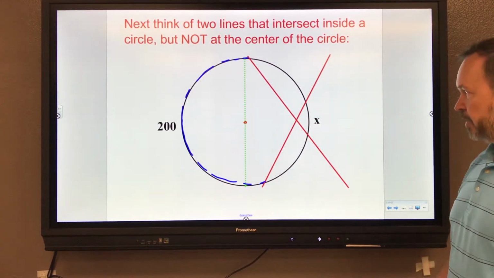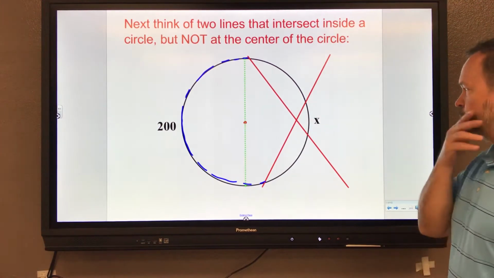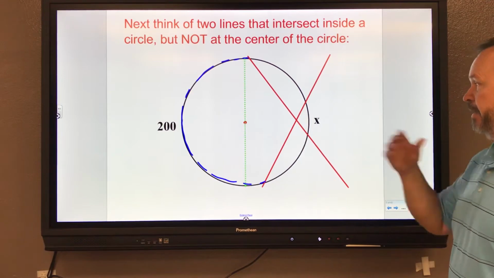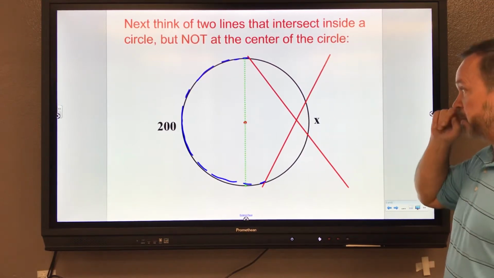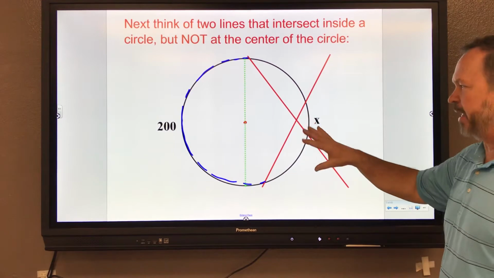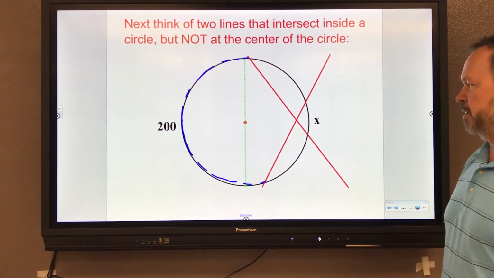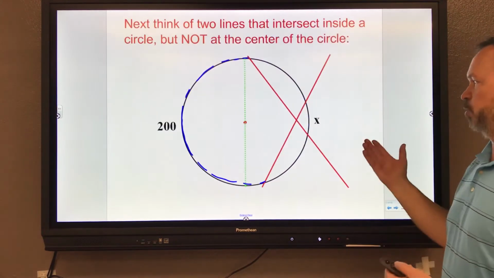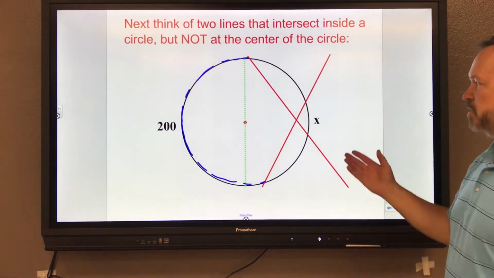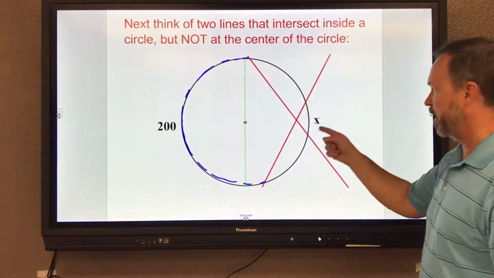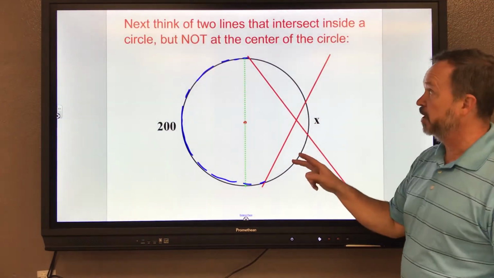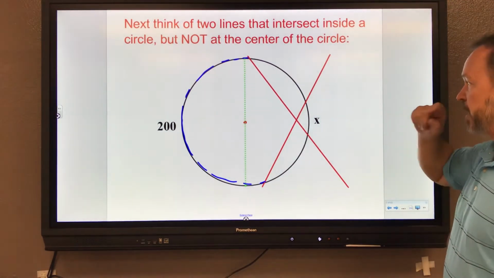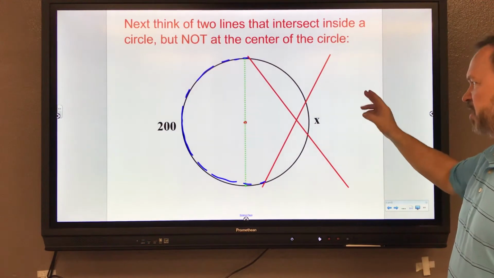So there are things here that we are going to have to figure out. We can't just know this based on this, but I'm just saying we know there's some different relationship here. It can't be the same relationship as before. It would not work here. That was true because it was a central angle. This is not a central angle. It's interior to the circle, but it's not at the center.